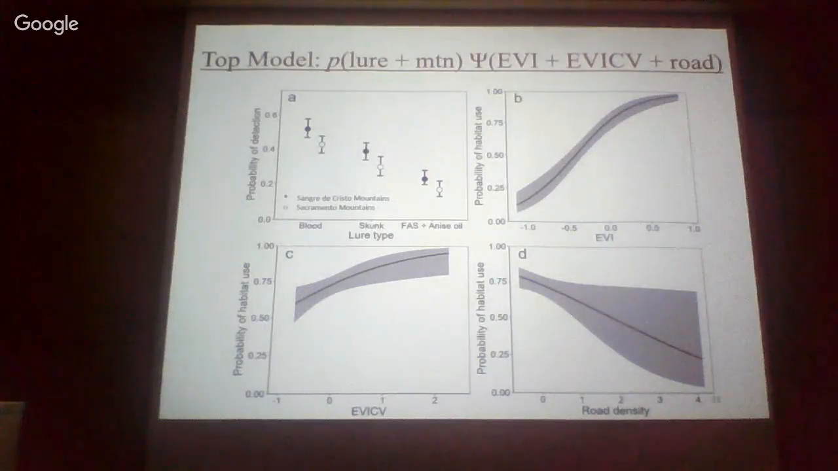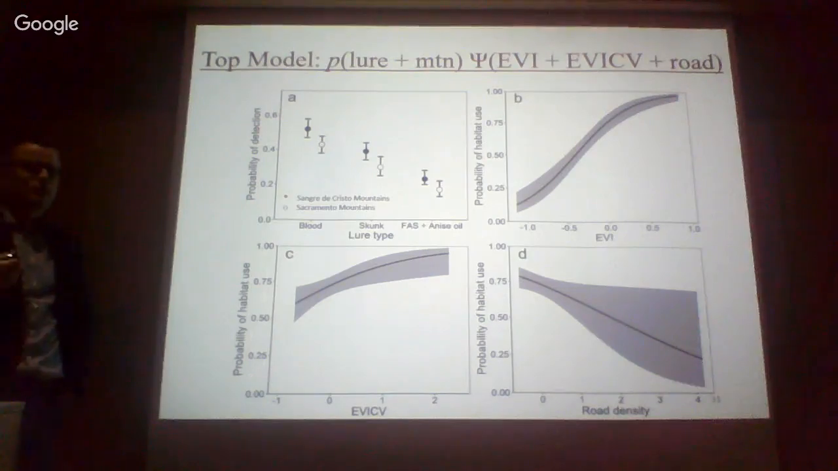So we found some interesting results. Parameter-wise, it looks like blood had the highest detection probability on the landscape, with some suggestion that we may have had differences in detection between mountain ranges, probably because of that difference in survey length. In terms of use, as both the EVI, so that productivity, as well as its variation increased on the landscape, so did the probability that a bear would use that cell. And then as road density increased in value, the probability that an animal would use that cell decreased.